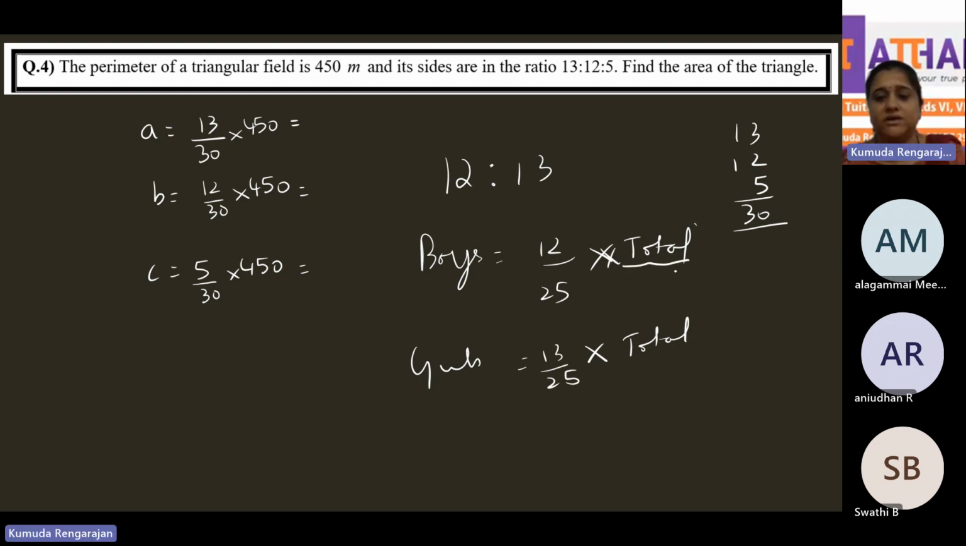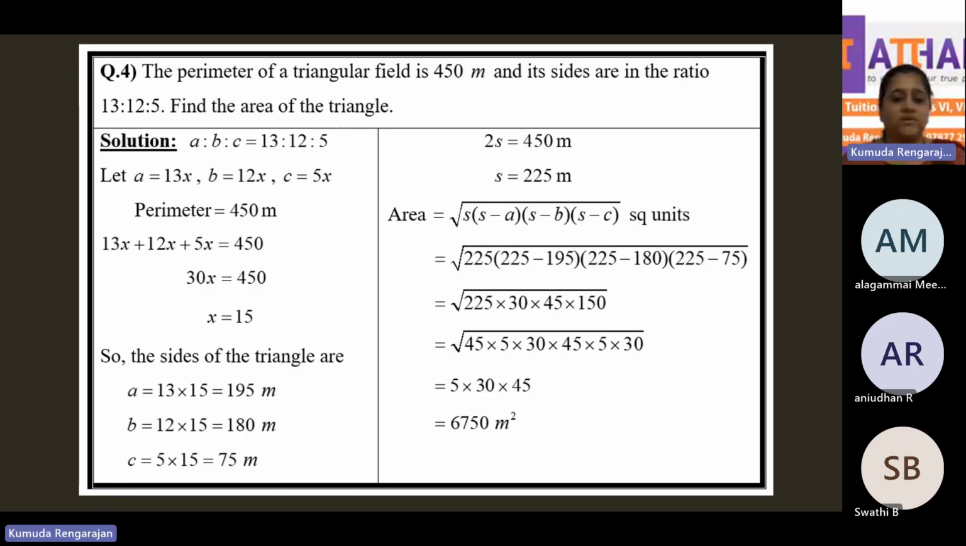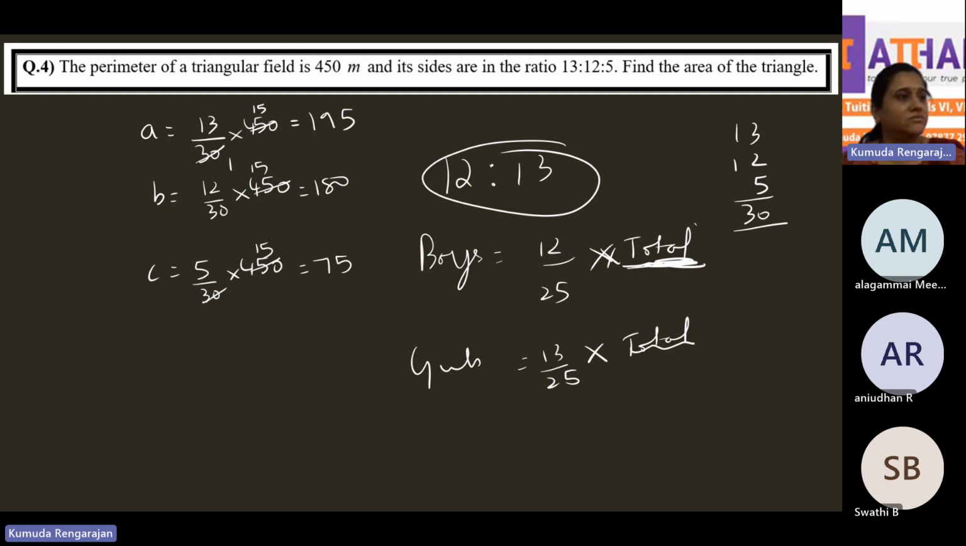So here, into what should you write? Into these two parts together, they make something, no? That 12:13, those two parts together make something. That you should write here. Am I clear? So this also you'll get 31. The 0s cancel and it's 15 times. 15 5s are 75, 15 12s are 180 and 15 13s are 195. That's what we got, right? 195, 180. So you can get it directly like this.